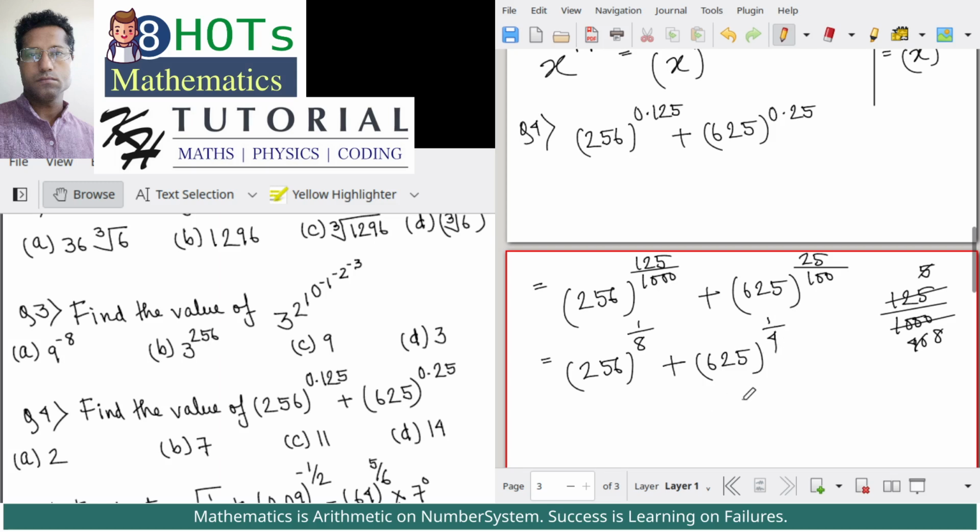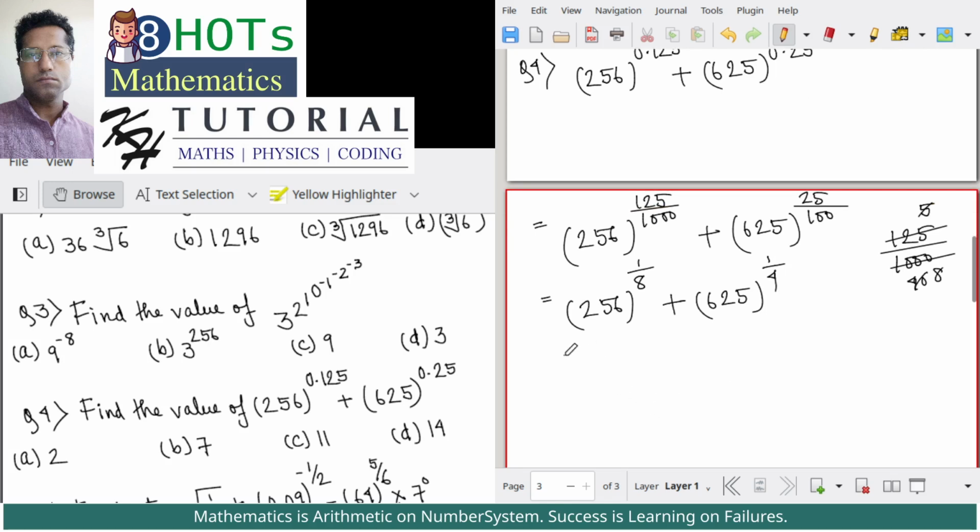So now we have the powers 1 by 8 and 1 by 4 as rational numbers. Now we have to express the bases as some powers, so that we can do cancellation of the powers. Now 256 is, I know, 16 square, and we have 1 by 8, plus 625 I know is 25 square, with power 1 by 4.